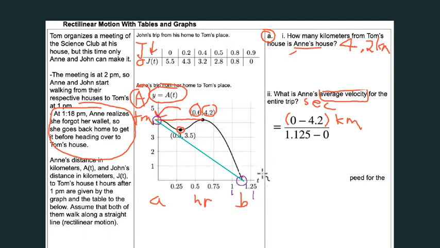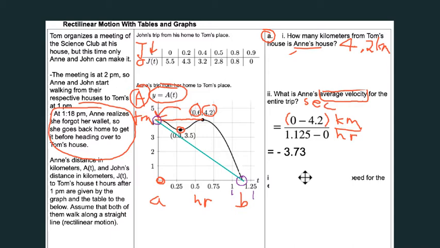Okay, and 1.125 hours here, 0 hours right there. And then again, that's in hours, so our units are correct, kilometers per hour. So that's our calculation, rise over run. And then what's the answer to that? Negative 3.73.